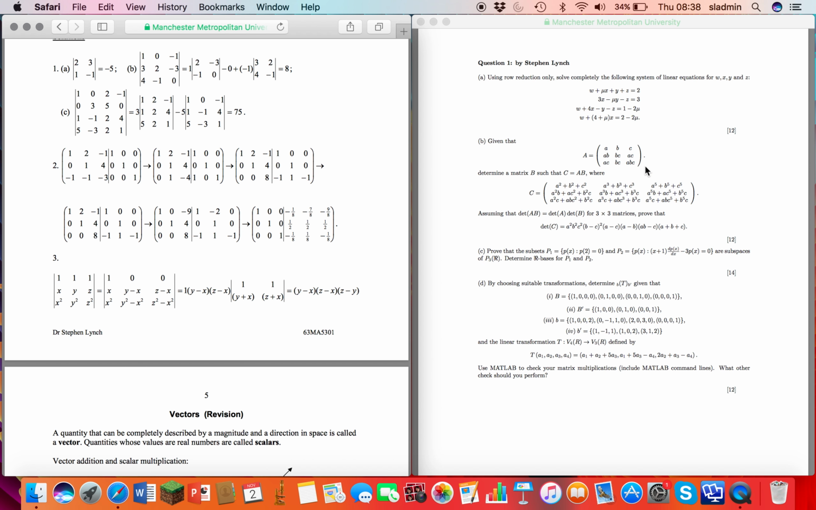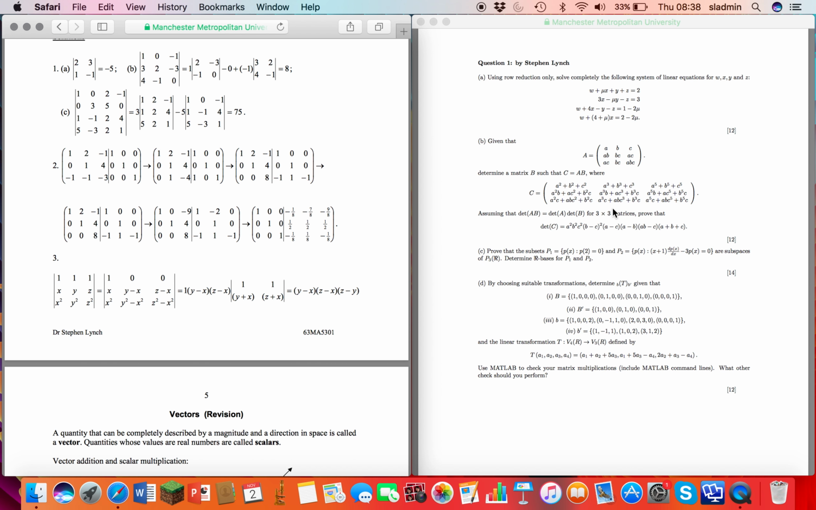1b. So you need to determine a matrix B such that A times B is equal to C, and you need to give a written explanation of how you obtain matrix B. And you should be able to do that within a few lines. Of course, you can check that the matrix B is correct using MATLAB.